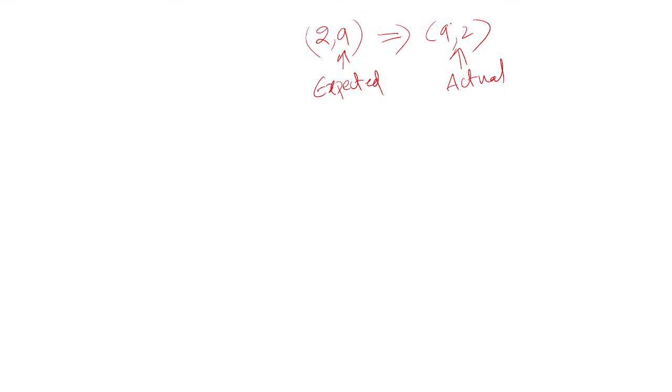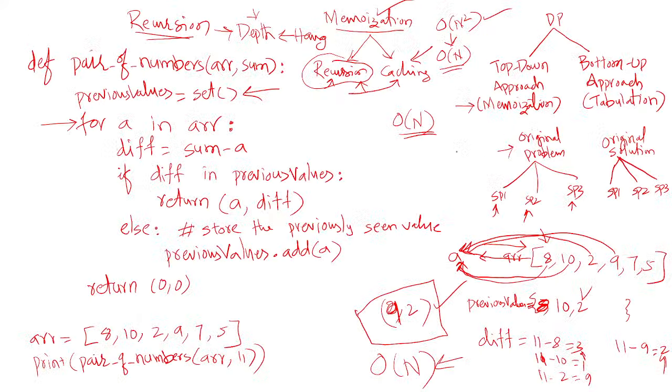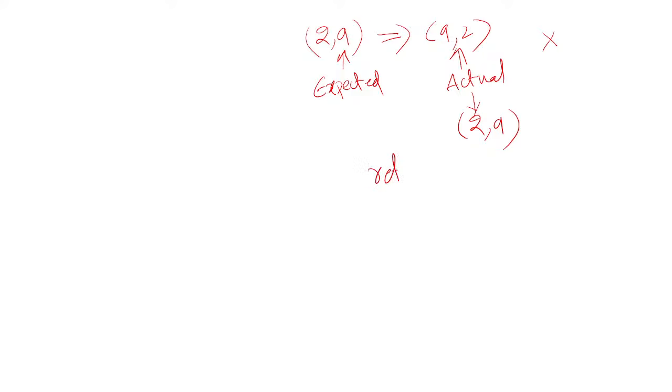satisfies the target value, your expected output and actual output should be in the same format. In this case you will get your test case failed. So your actual output should be in the same format, 2 comma 9. To get this 2 comma 9, instead of returning a comma difference, you need to change your code to return difference comma a, like this.